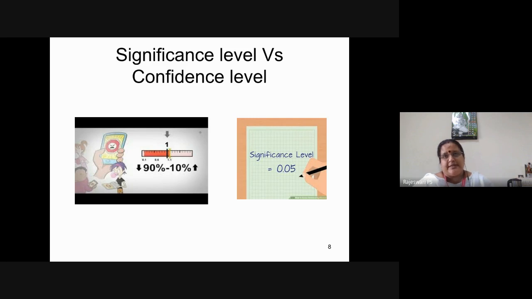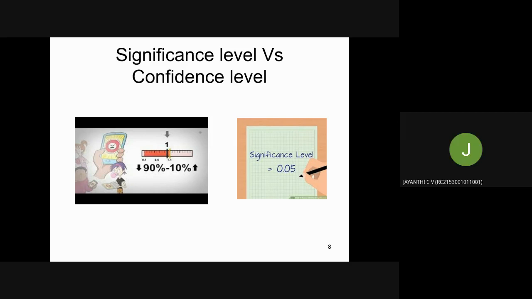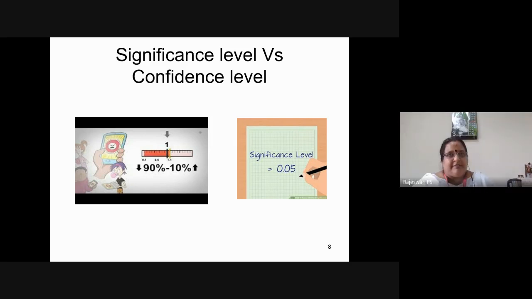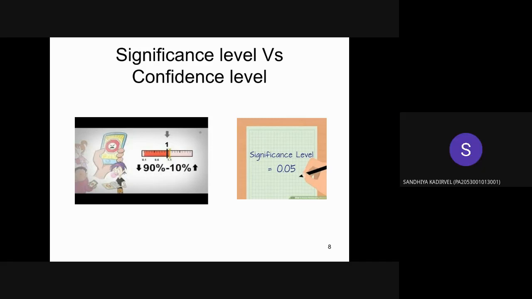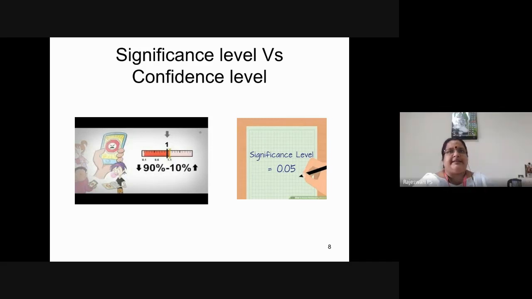0.05. When you convert this to a percentage, what is the value? 0.05 is the value, ma'am. When you convert it to a percentage, what is the value? 5%. 0.05 is otherwise 5%. Am I correct? Yes, ma'am. 5% you are permitted to do error.